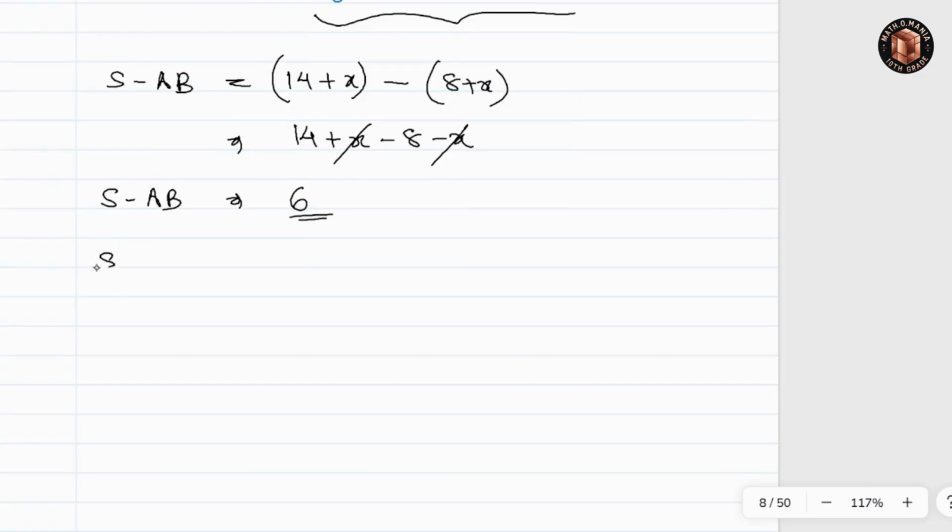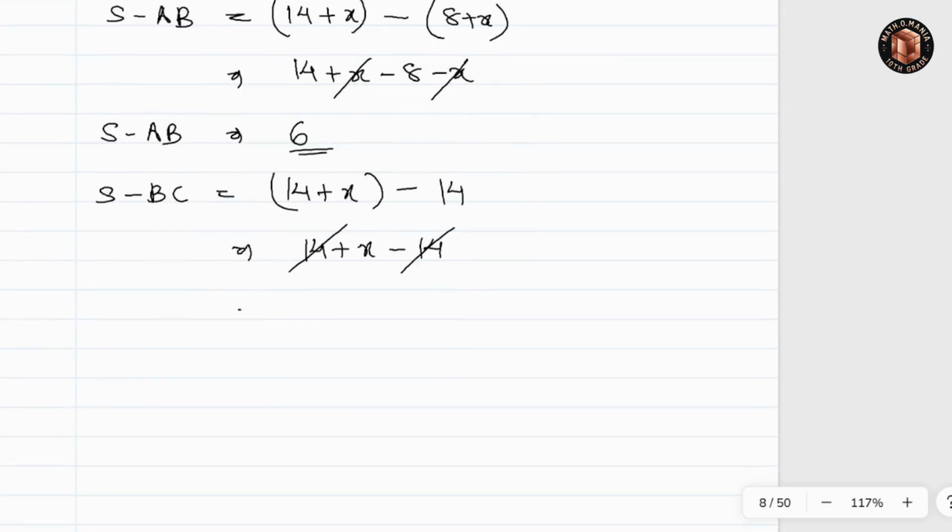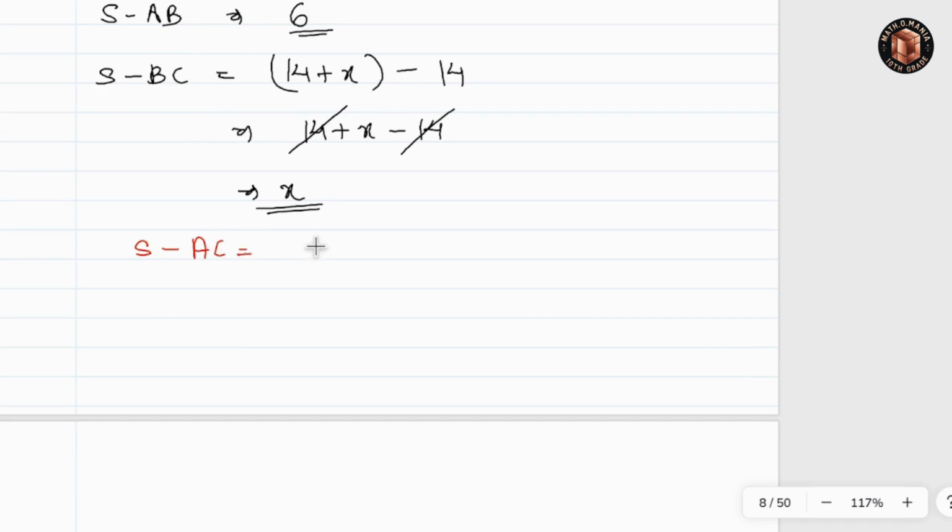Now I need to find s minus BC, which is equal to 14 plus x minus how much? BC is 14, so it is 14 plus x minus 14. Here this 14 and this 14 will get cancelled, and I will get x. Now I need to find s minus AC, right? What is s minus AC? S equal to 14 plus x minus, what is AC? AC equal to 6 plus x, which is 14 plus x minus 6 minus x. Here this x and this x will get cancelled. 14 minus 6 is equal to 8.